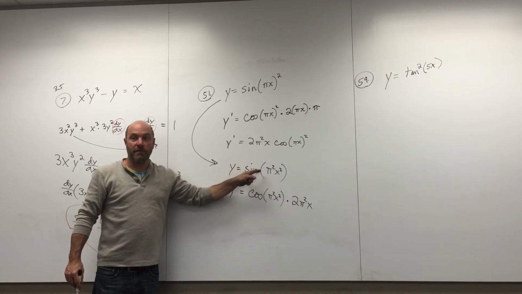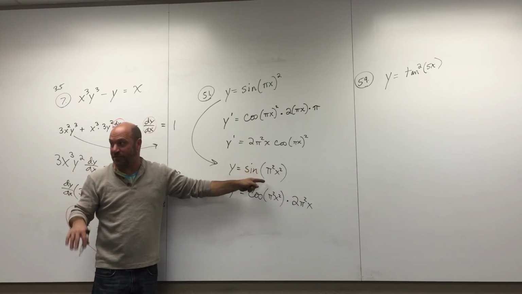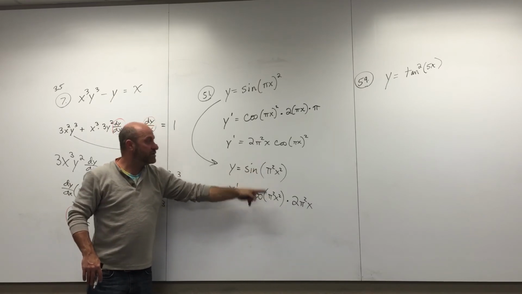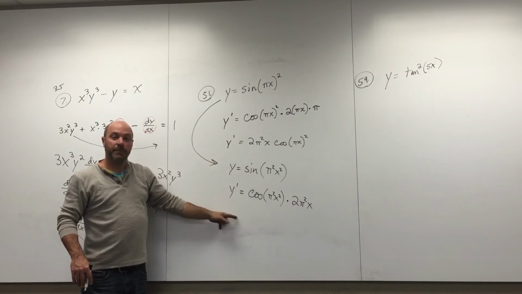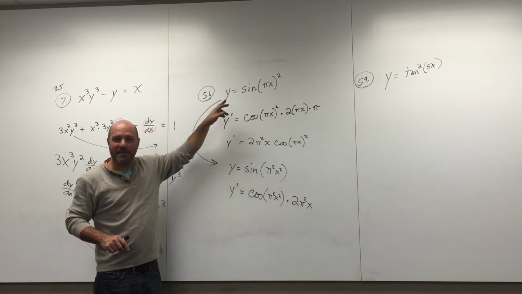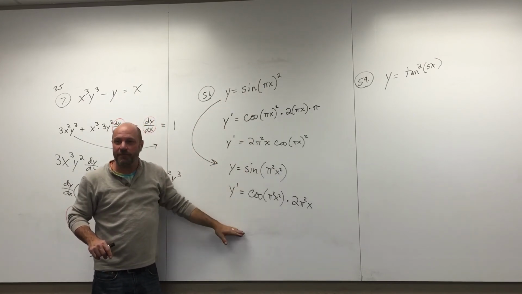Bring the 2 down from the x. The pi squared's a number. Leave pi squared a number. Bring the 2 down from the x and you're done. Which is this. Sometimes it's cool to do a little algebra before you do a derivative. Is that what I just did? I did a little algebra work before I did the derivative.